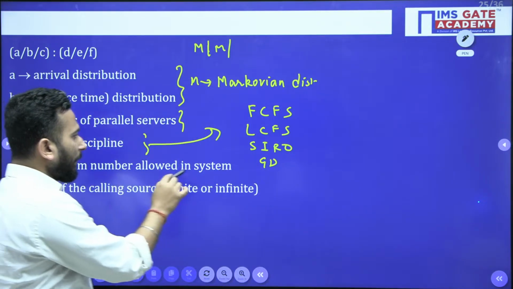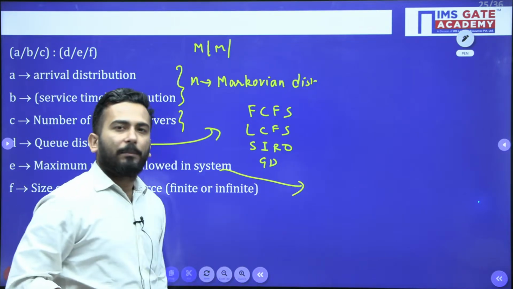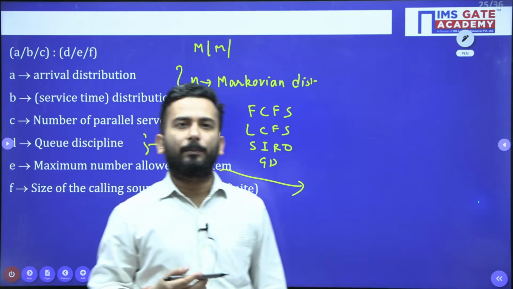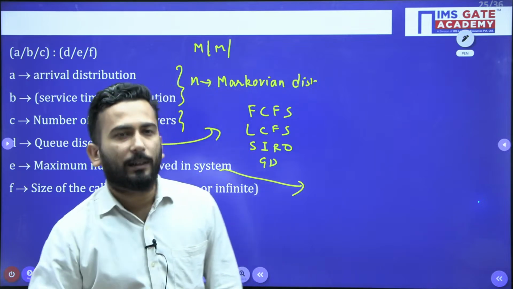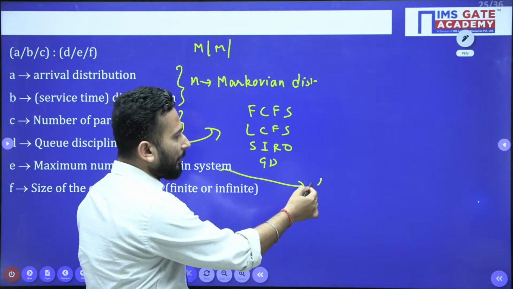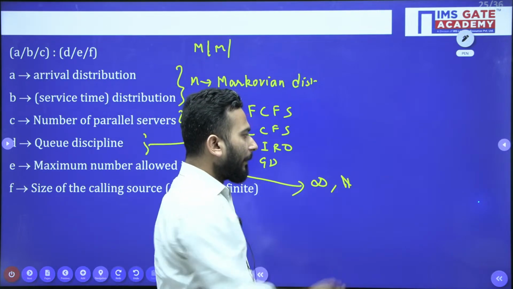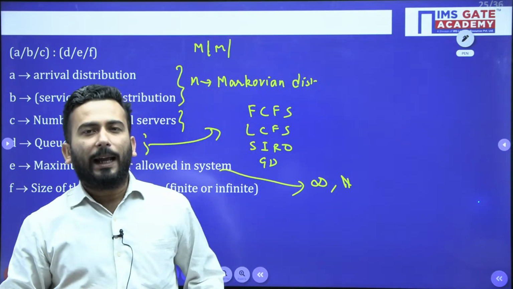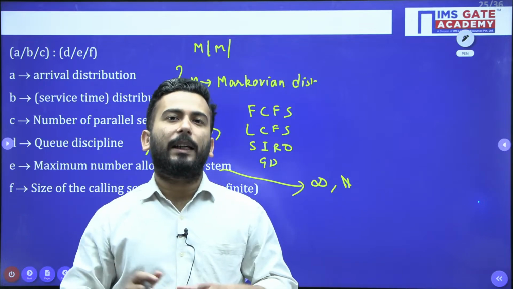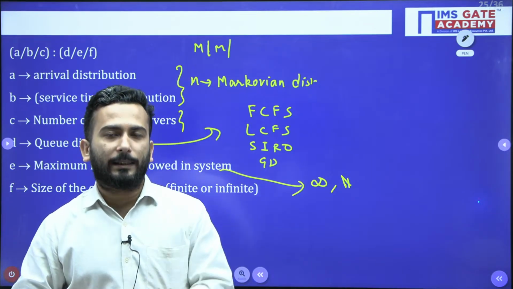What is the maximum number allowed in the system? My dear friends, the maximum number allowed in the system can be infinity, or it can be a particular number n. Based on this, my dear friends, we have to study two models.